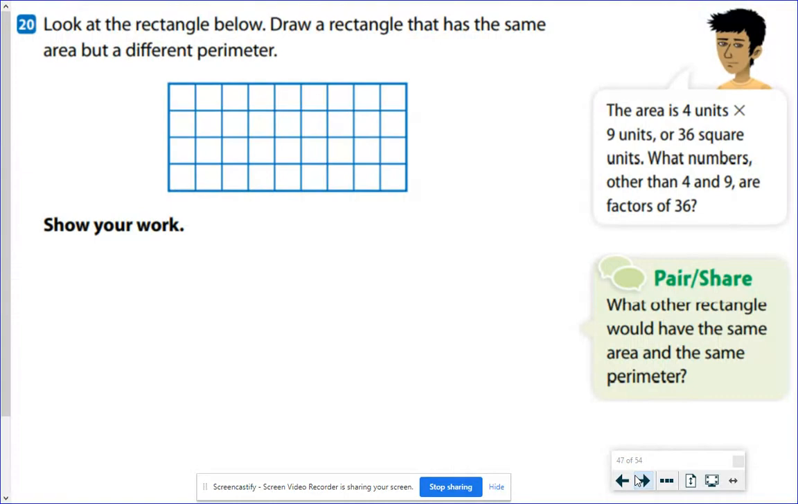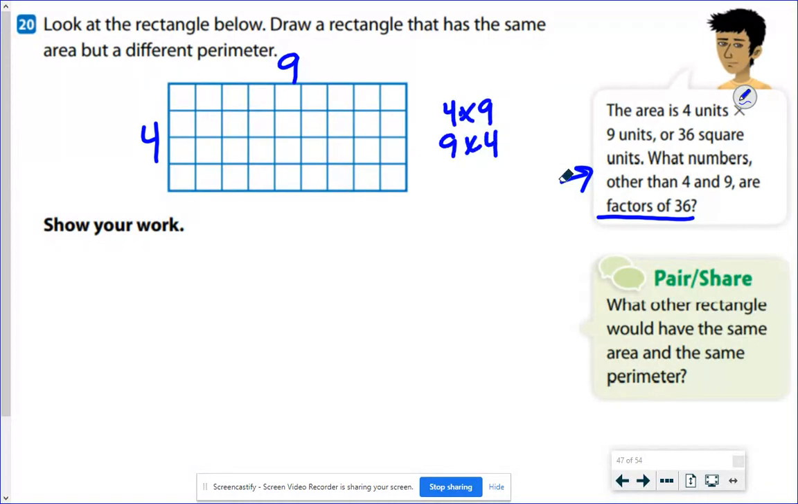Look at the rectangle below. Draw a rectangle that has the same area but a different perimeter. The area is 4 units by 9 units, which totals 36 square units. What are numbers other than 4 and 9 that are factors of 36, or that would be a multiplication factor? So 4 times 9 is 36. 9 times 4 is 36.